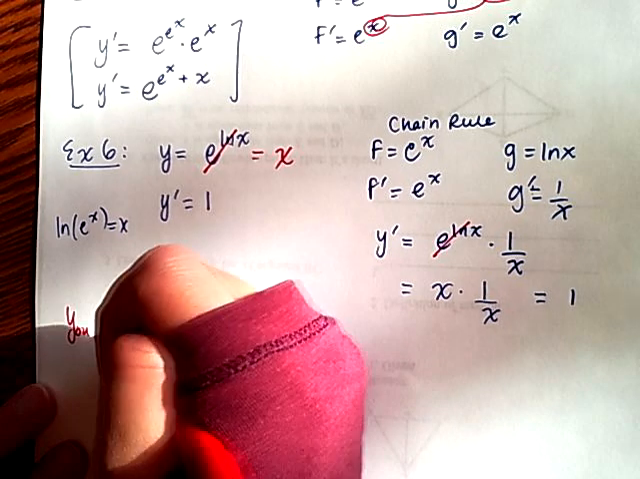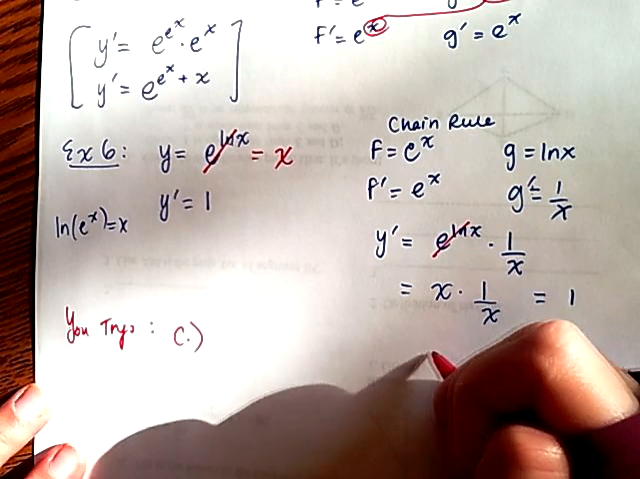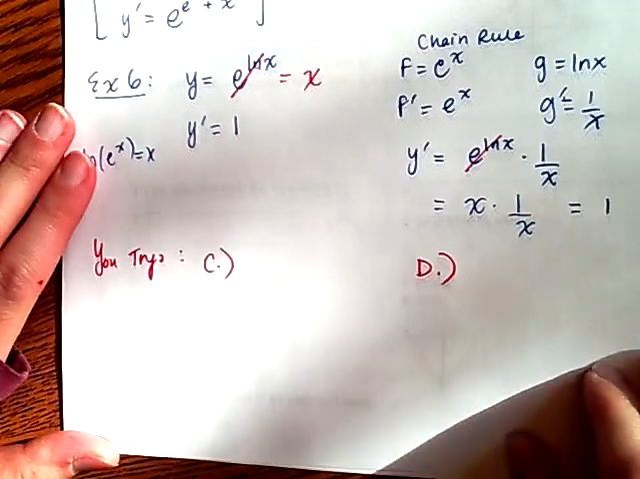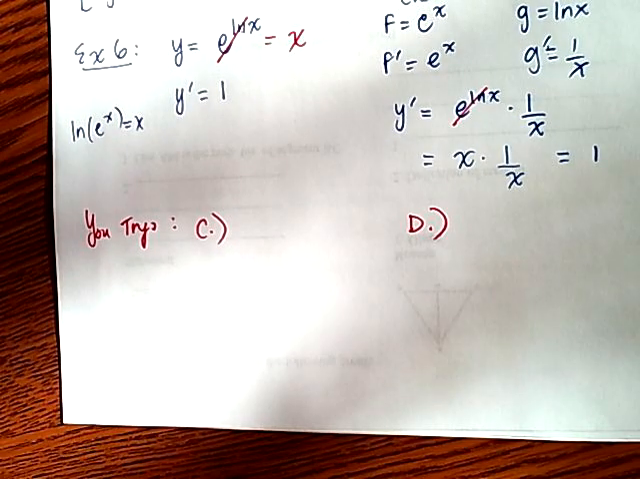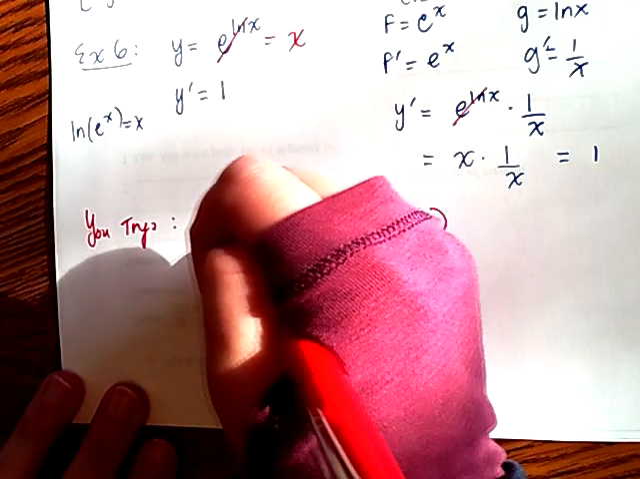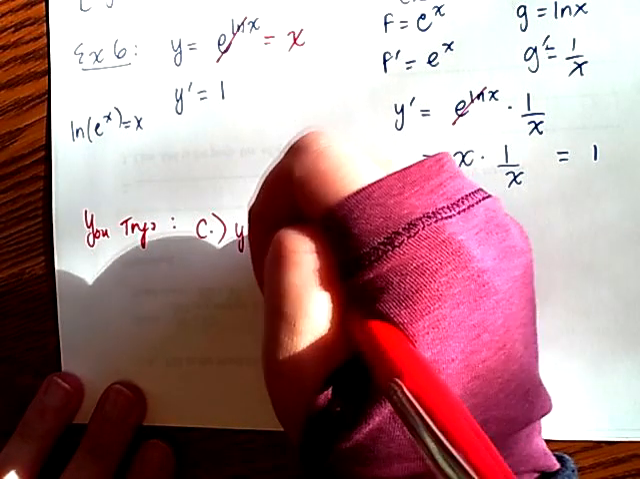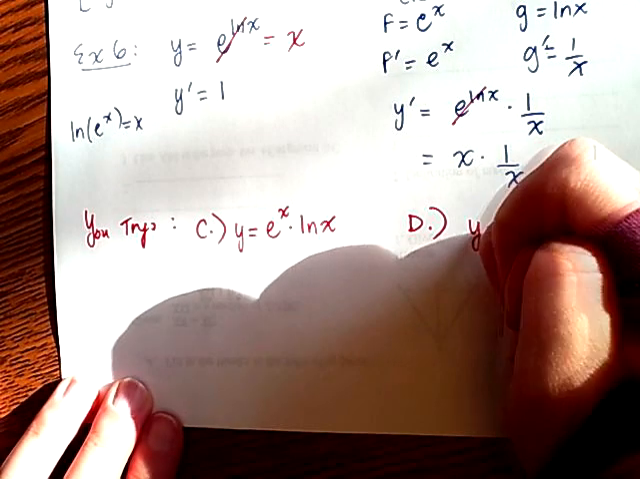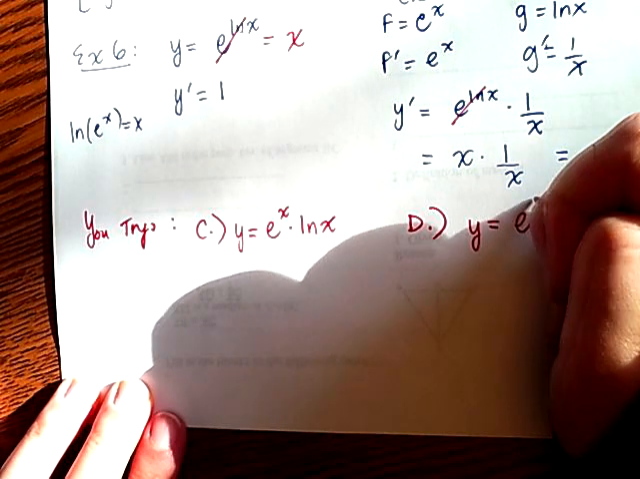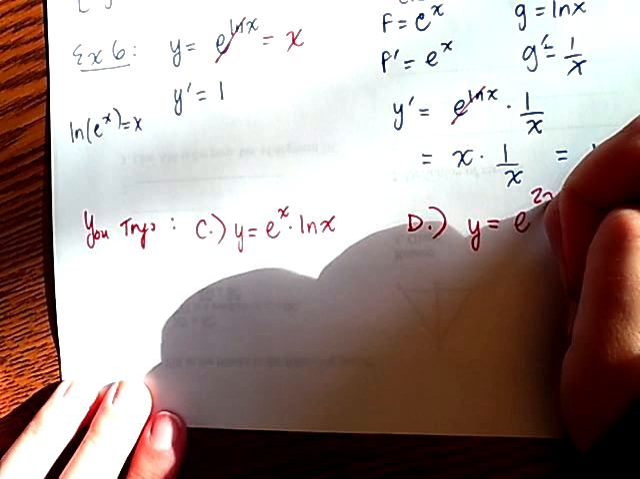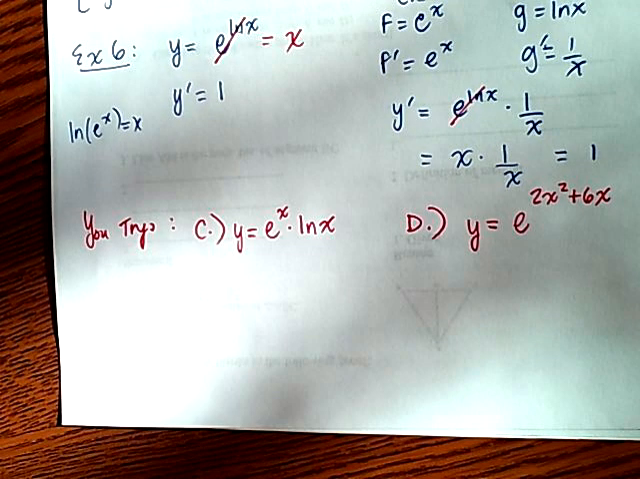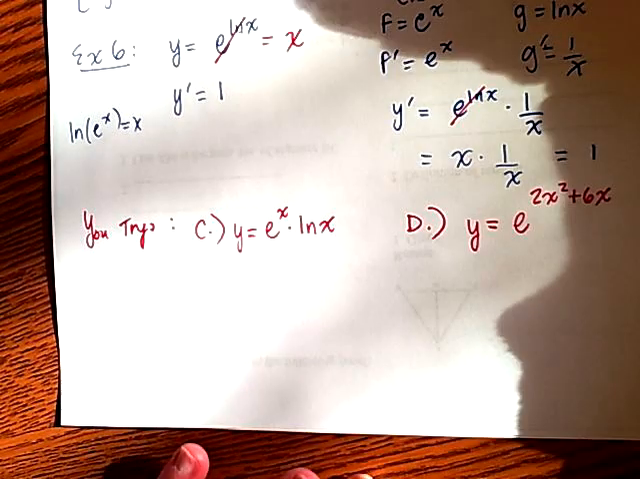So a second set of u-tries, we'll call this u-try C and u-try D. So I'm going to give you y equals e to the x times ln x. And I'm going to give you y equals e to the 2x squared plus 6x. So try those ones out, and we'll be discussing it next time we have class.